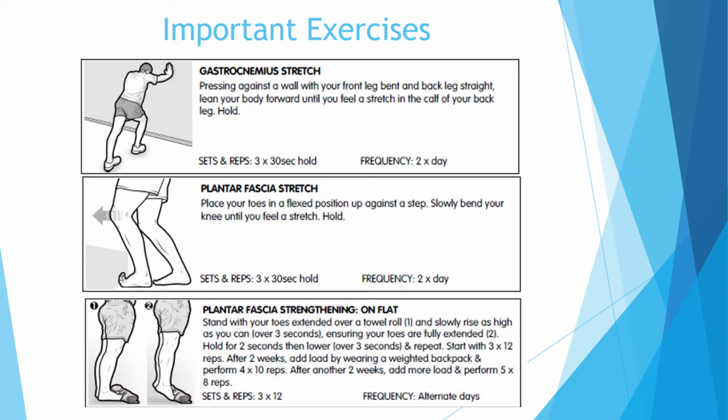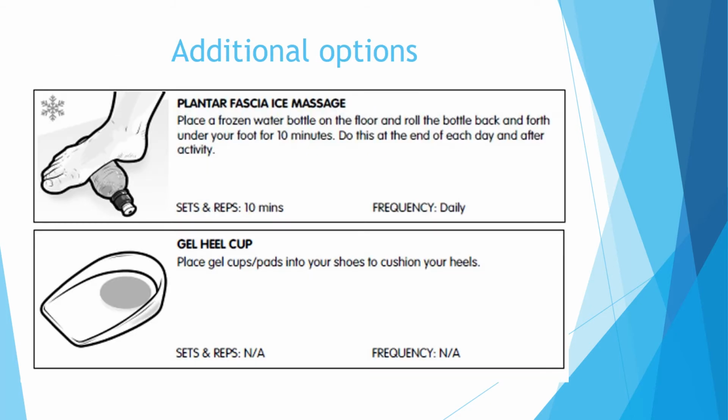If you're finding that quite easy, it's probably worth adding weight to that. So if you've got some dumbbells or a kettlebell, or you can put some weight or books or something in a rucksack, just to make it more difficult so we strengthen those muscles more. And this is usually done on alternate days just to give it a chance to recover. Some additional options. Some people find these things quite helpful.